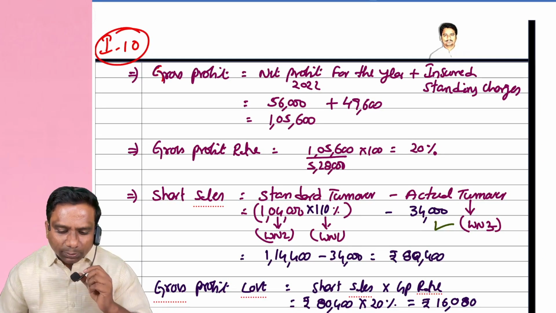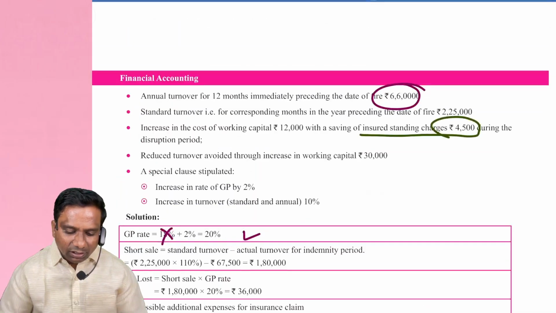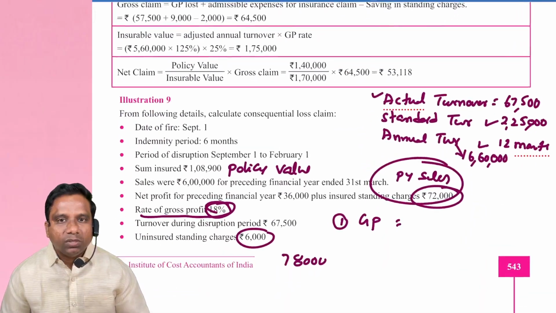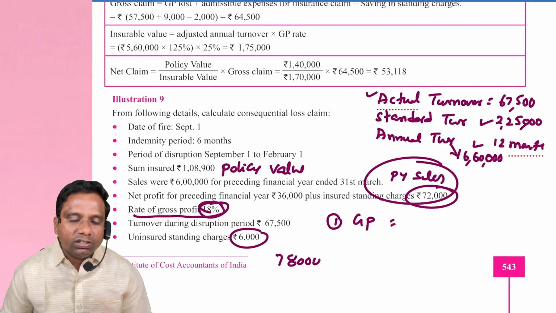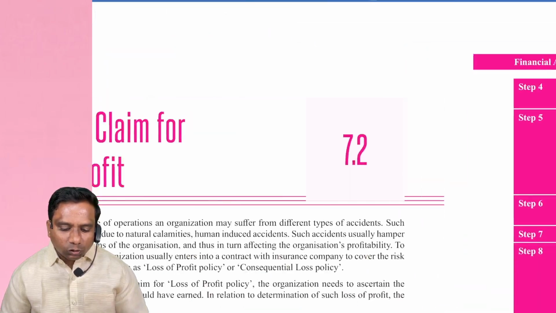Now, on this concept, we have a problem in the previous year question paper that looks exactly similar to illustration 9. Try to practice that problem. So with this, I am concluding this loss of profit.